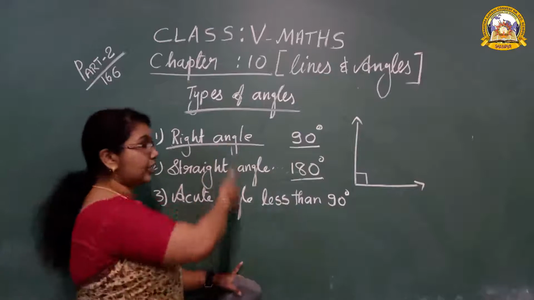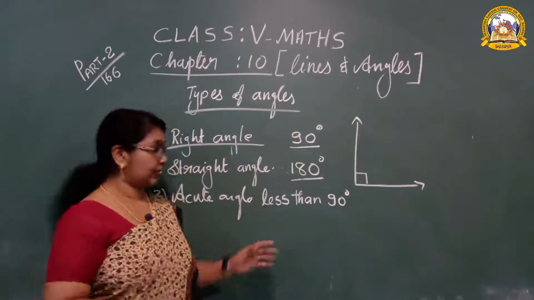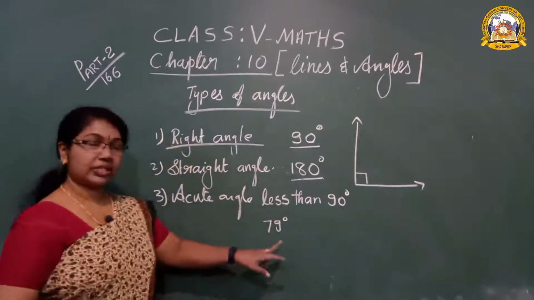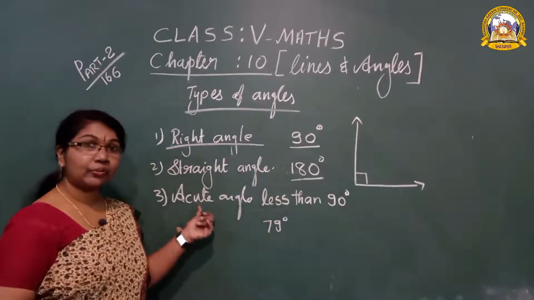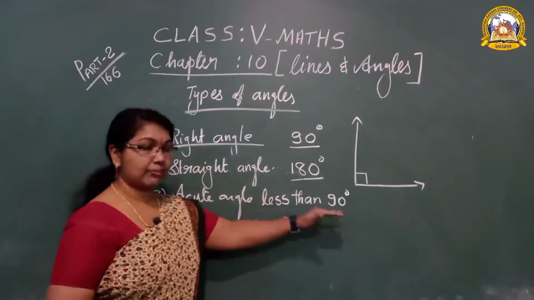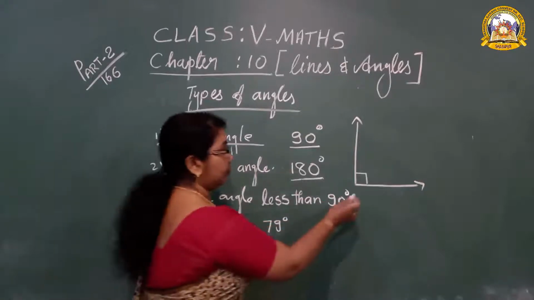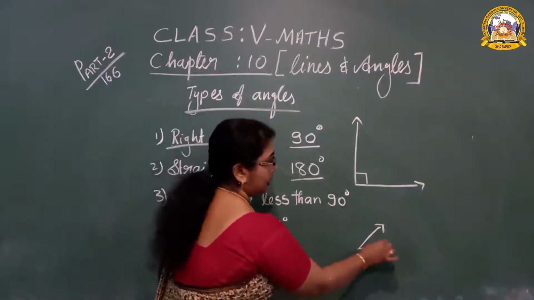So you should learn these different types of angle, and you have to understand what is its measure. For example, 79 degree. Can you say it is what type of angle? It is acute angle. How you know? Acute angle means its measure is less than 90 degree. So look here. This is 90. What is the measure of this angle?